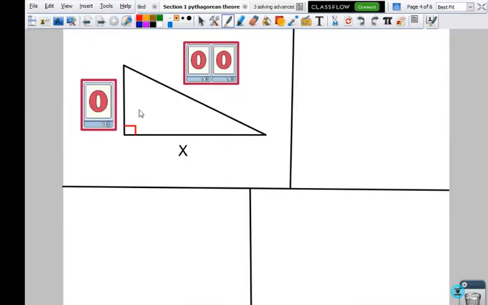Okay, so the other kind of problem we're gonna do, it's still Pythagorean theorem, it's just gonna look a little different. We are still using Pythagorean theorem, but this one is a little different.